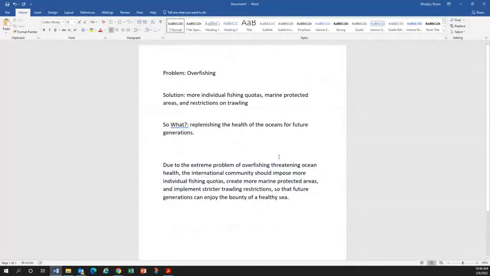we break our thesis down into topic sentences. So one topic sentence is going to focus on IFQs, one on MPAs, and the other one on trawling restrictions. And they're going to follow the same thing, problem, solution, so what, but they're only going to focus on that one specific issue as the solution. And so that is how we create our topic sentences that go at the start of each body paragraph. Then we're going to place the evidence that we find from our sources, and we're going to analyze the evidence in our own voice and explain the bloody knife.